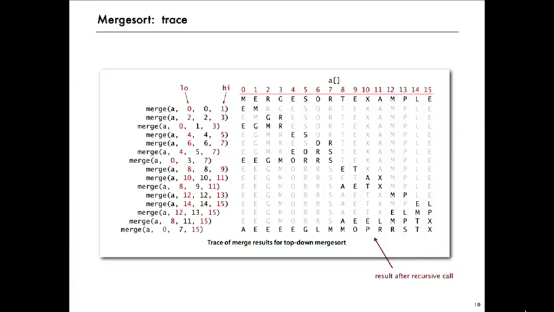Here's a trace of what merge sort does, and if you haven't studied a recursive program before, it's worthwhile studying this thing in some detail. This gives exactly what happens during each of the calls to merge. We start out with a big problem to solve, but we divide it in half, then we divide that one in half, and then we divide that one in half.